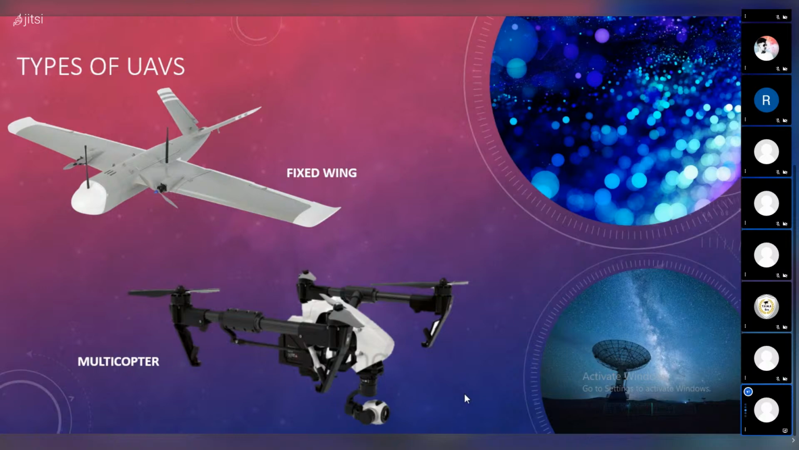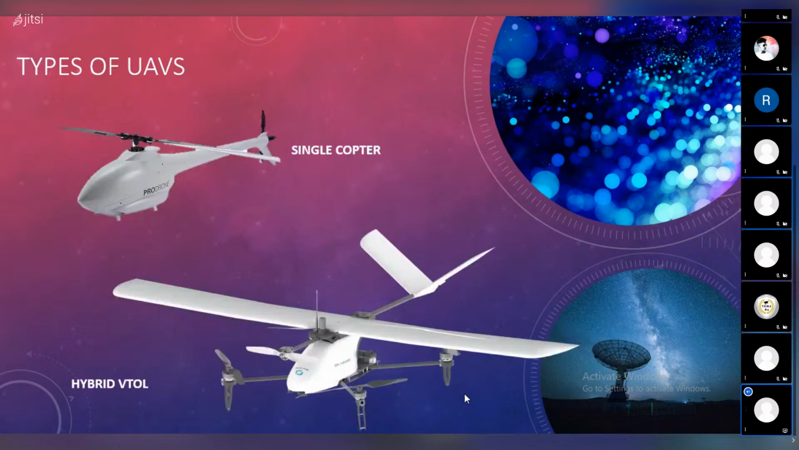Then comes the multicopter. That is drones that have more than one propulsion system, propellers. It can be 3, 4, 6, 8, 10, and so on. But normally, the most commonly used are the four-blade propellers, which you can see on the screen itself. So that category falls in the multicopter.